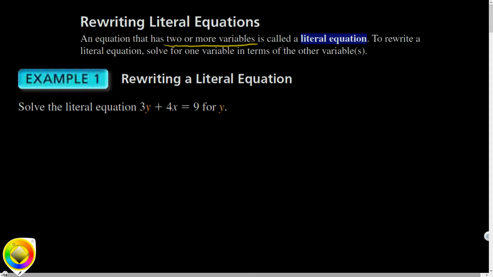All right, so when we solve a literal equation, you solve for one of the variables in terms of the other variables. So notice it's not going to be like x equals 2 or y equals 7. It's going to be like y equals x plus 2. So my solution for y will have an x hidden in it. All right, and so that's going to be a little bit different.